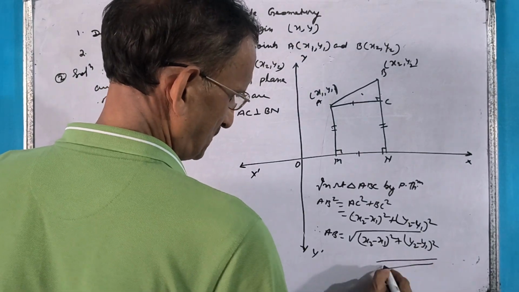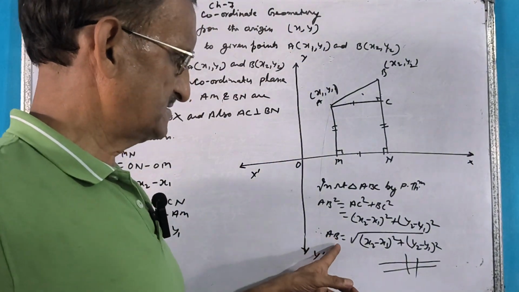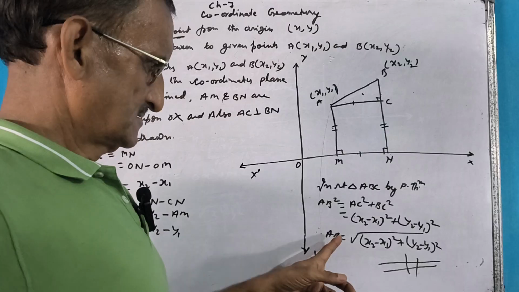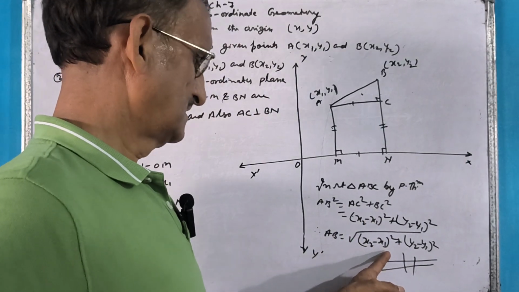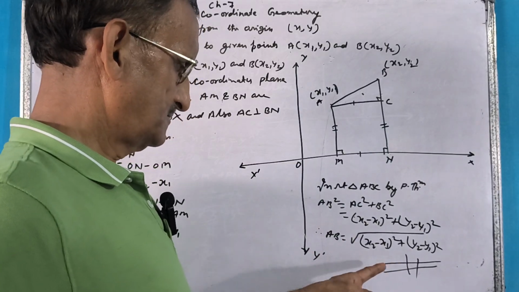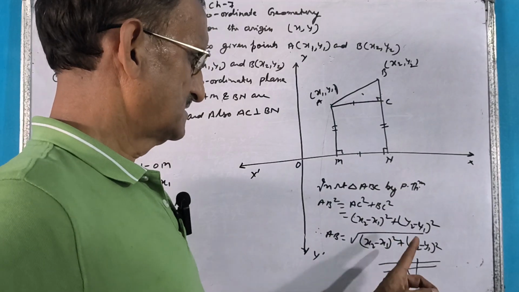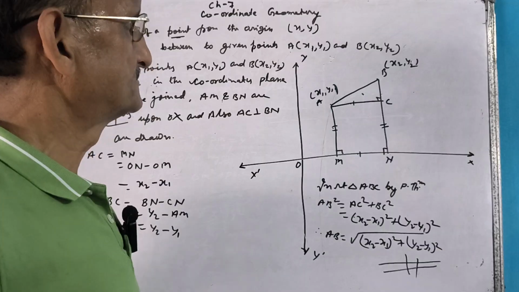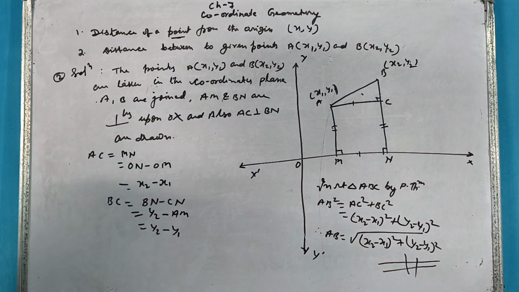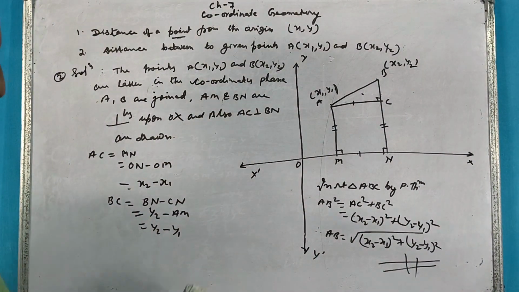So this is the formula to calculate the distance between two given points A and B. Square root of the square of the difference of their x coordinates plus the square of the difference of their y coordinates. This is the formula. So understood? These two formulas are all you need in exercise 7.1. So we can now start exercise 7.1.